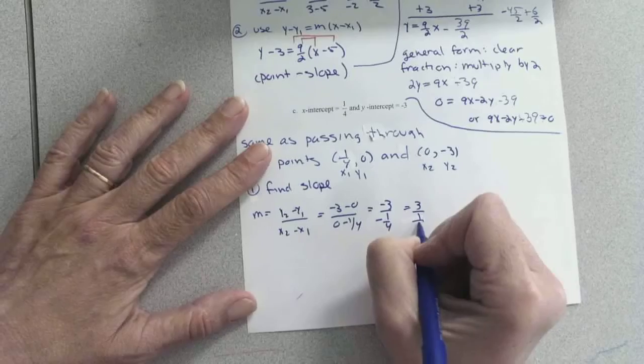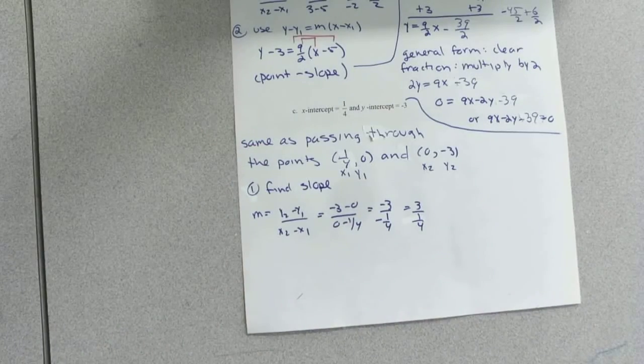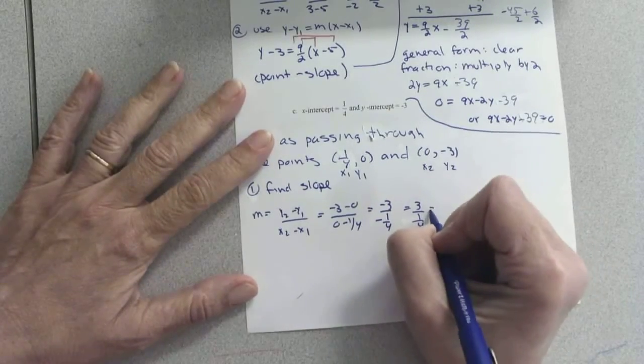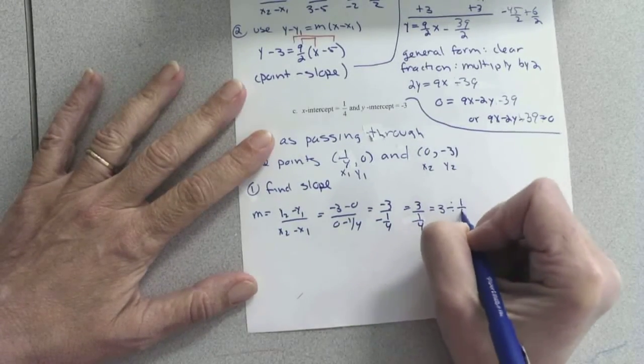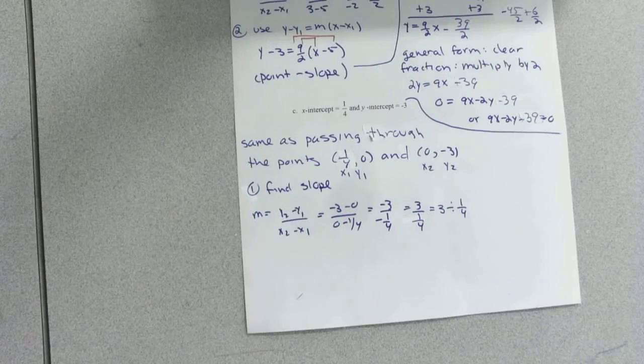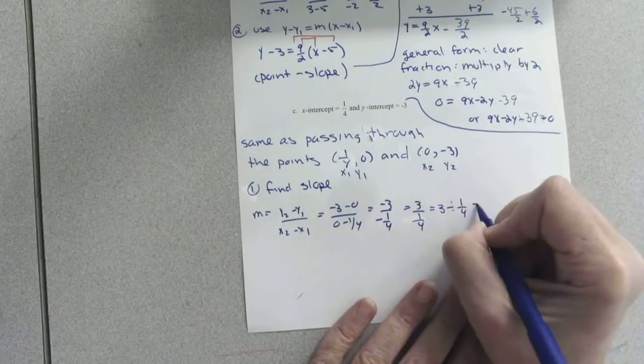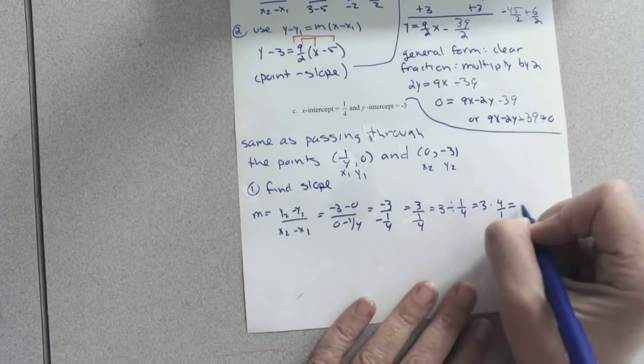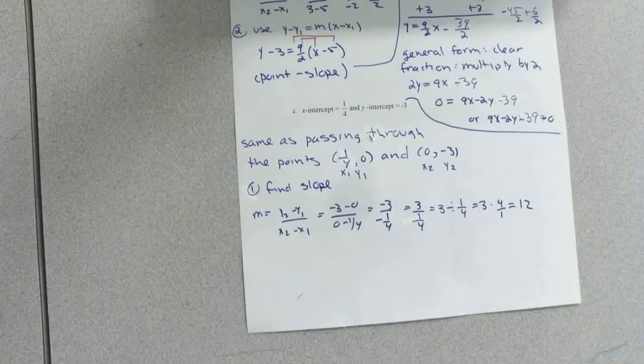And no, you cannot give me that as a slope. You've got to simplify that. Remember, fractions are nothing but division. All this means is 3 divided by 1/4. Fractions just mean numerator divided by denominator. So 3 divided by 1/4 is 3 times 4 over 1, or 12.